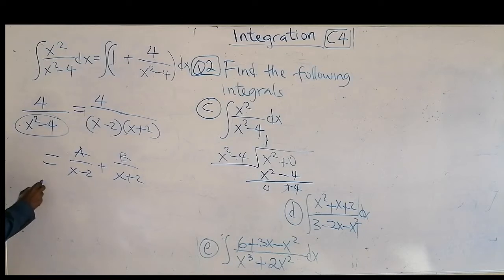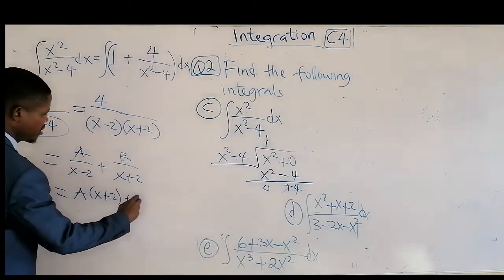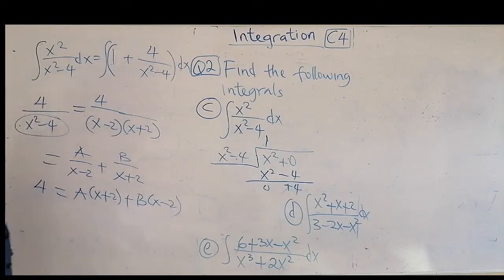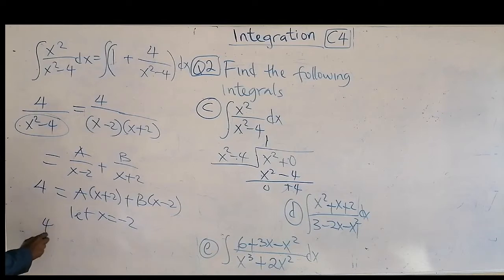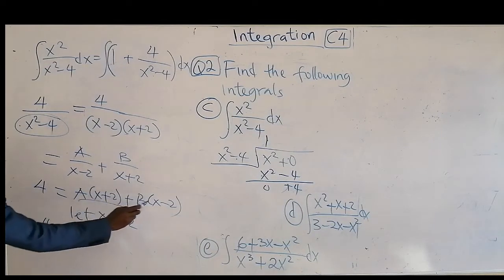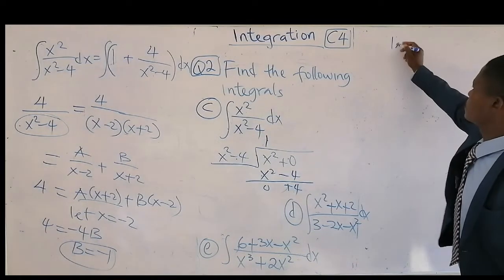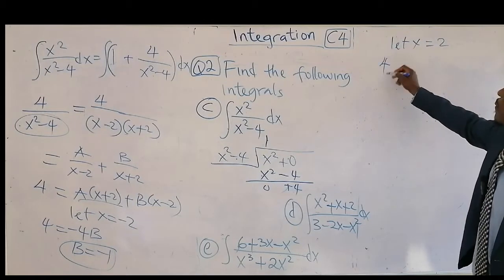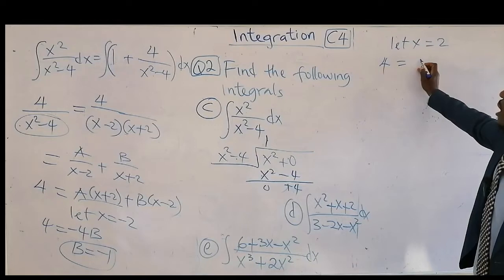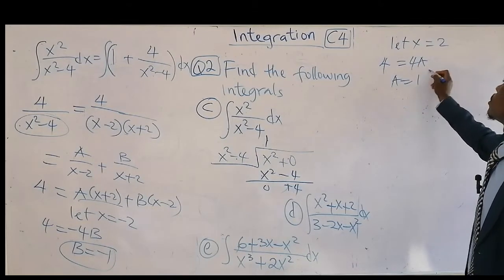So we now have 4 equal to A times x plus 2 plus B times x minus 2. So let x be equal to minus 2. So we have 4 equal to, this we cancel, minus 2 minus 2, that's minus 4B. So B is minus 1. Let x be equal to 2. So we have 4 equal to 2 plus 2, that's 4, 4A. So A is 1.